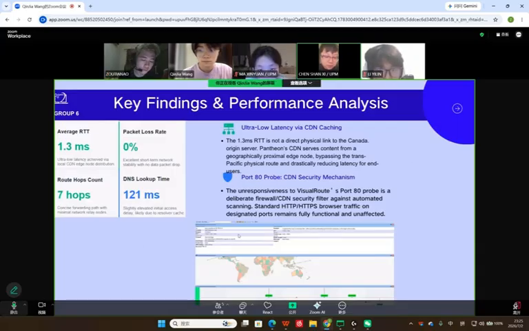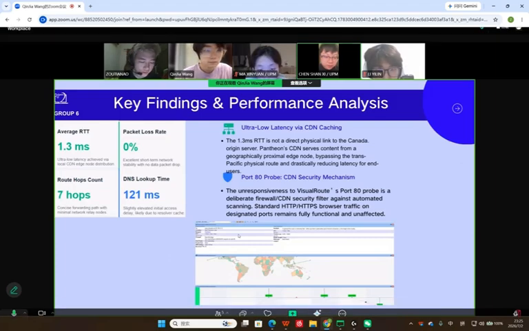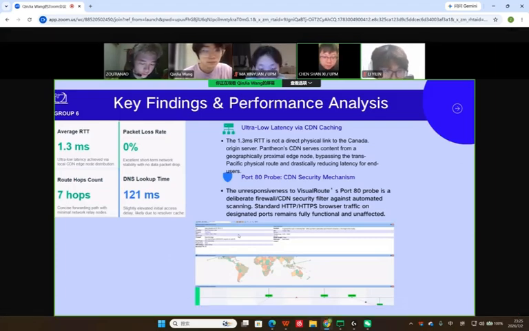Now we start with our single CDN network test. Our target server is located in Canada. Thanks to CDN caching, we obtained a very good network performance. The average latency is only 1.3 milliseconds, with 0 packet loss and 7 routing hops. This shows a fast and stable connection.